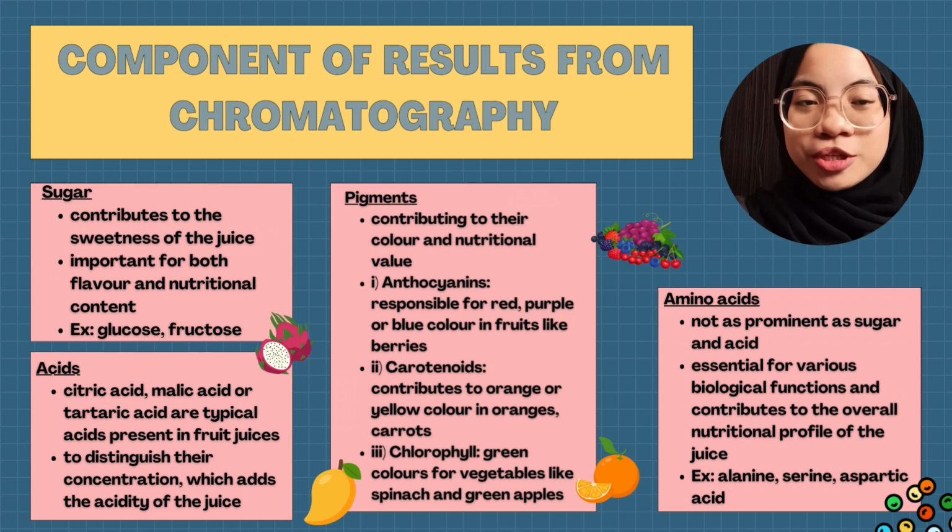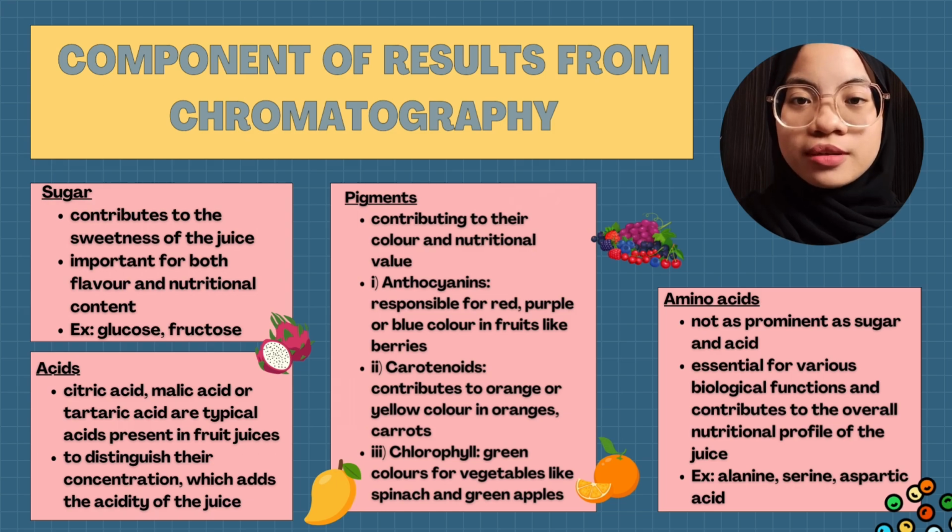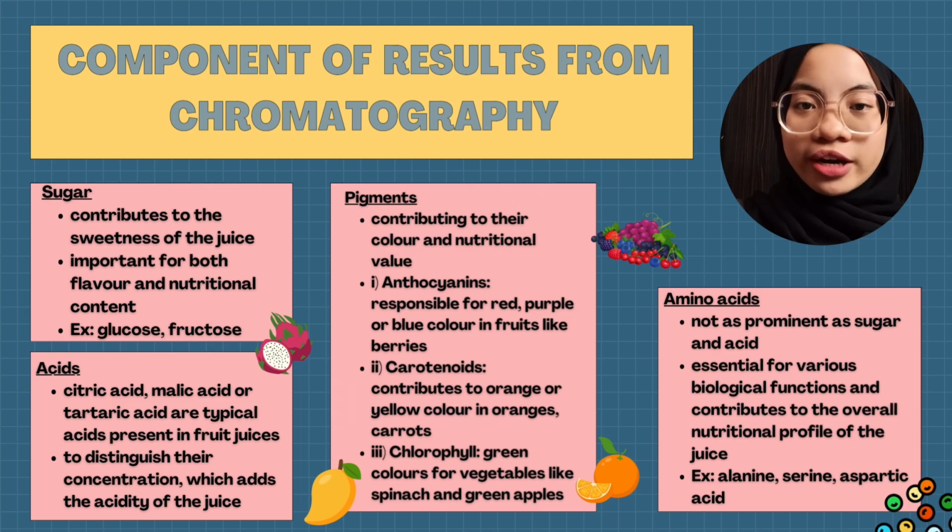Next, pigment will be shown on the chromatography paper. Pigment will contribute to the color as well as the nutritional value of the fruit juice. There are 3 types of pigment. The first one, anthocyanins. It is responsible for red, purple, or blue color in fruits like berries or grapes. The second one is carotenoids. It contributes to the orange or yellow color in oranges or carrots. The third one is chlorophyll. Chlorophyll is a green pigment mostly visible in vegetables such as spinach and green apples.